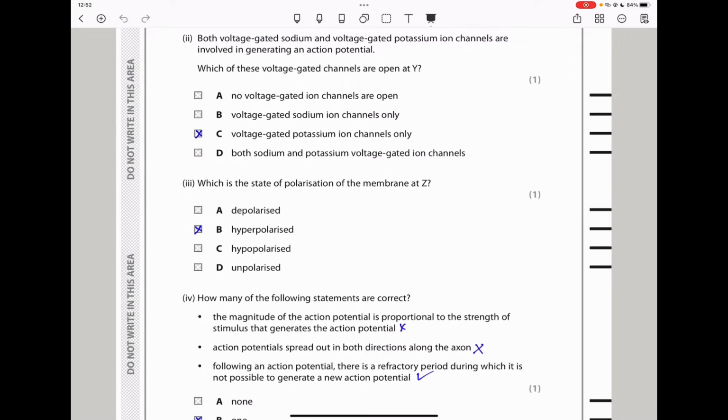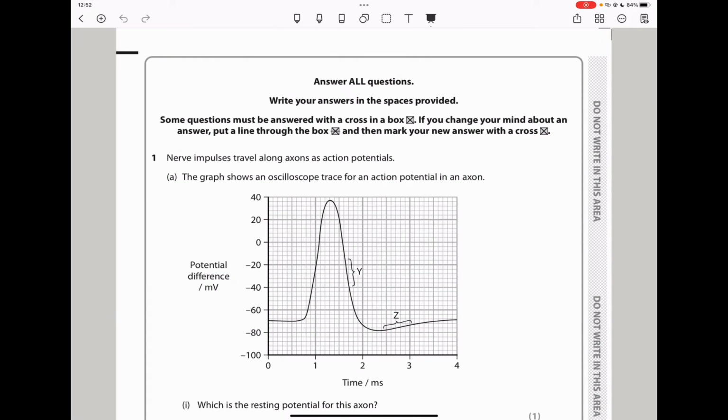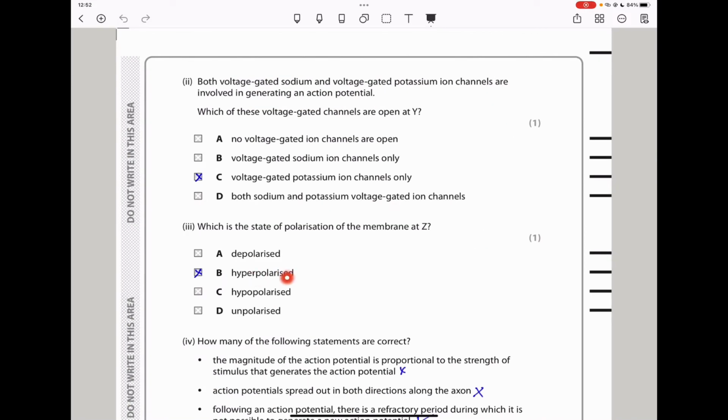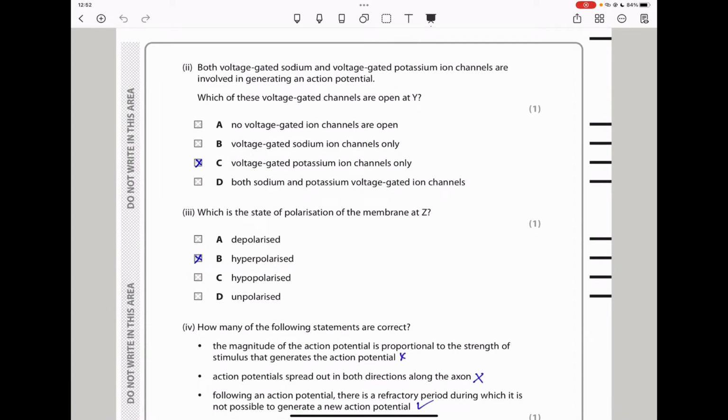The next question says, which is the state of polarization of the membrane at Z? Let's go back to Z and see. At this point, as you can see, the potential difference is increasing. So that part is hyperpolarization, at point Z. So the answer here should be B.